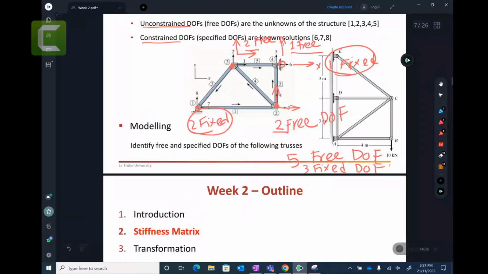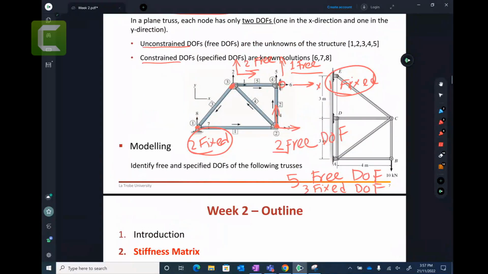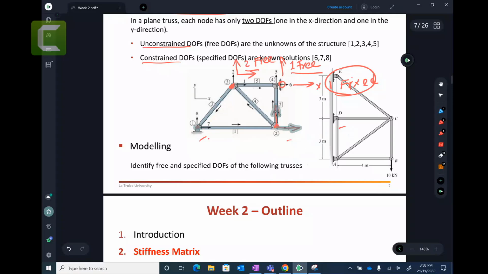Right? So therefore, we have 5 free degrees of freedom and 3 fixed degrees of freedom. OK, so you with me, right? Total 8. Out of 8, 5 are free degrees of freedom and 3 are fixed degrees of freedom. Fixed degrees of freedom are known, which are 0, and free degrees of freedom are unknown, which we need to find. Now, I hope you understand that.